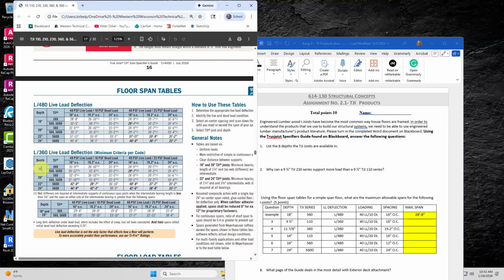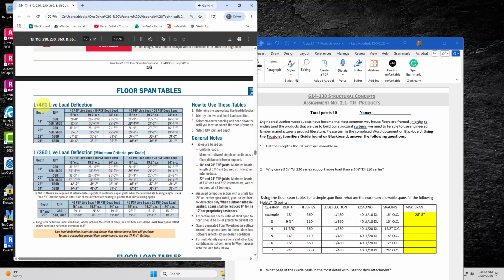Now, which chart do I use? I got to look at what I've got for deflection. So on my example, I want an L over 480 deflection. So that means that I'm going to totally ignore the L over 360 to answer this question. I'm going to be only in this table here. So now I know I'm in the 18-inch. I've got L over 480.